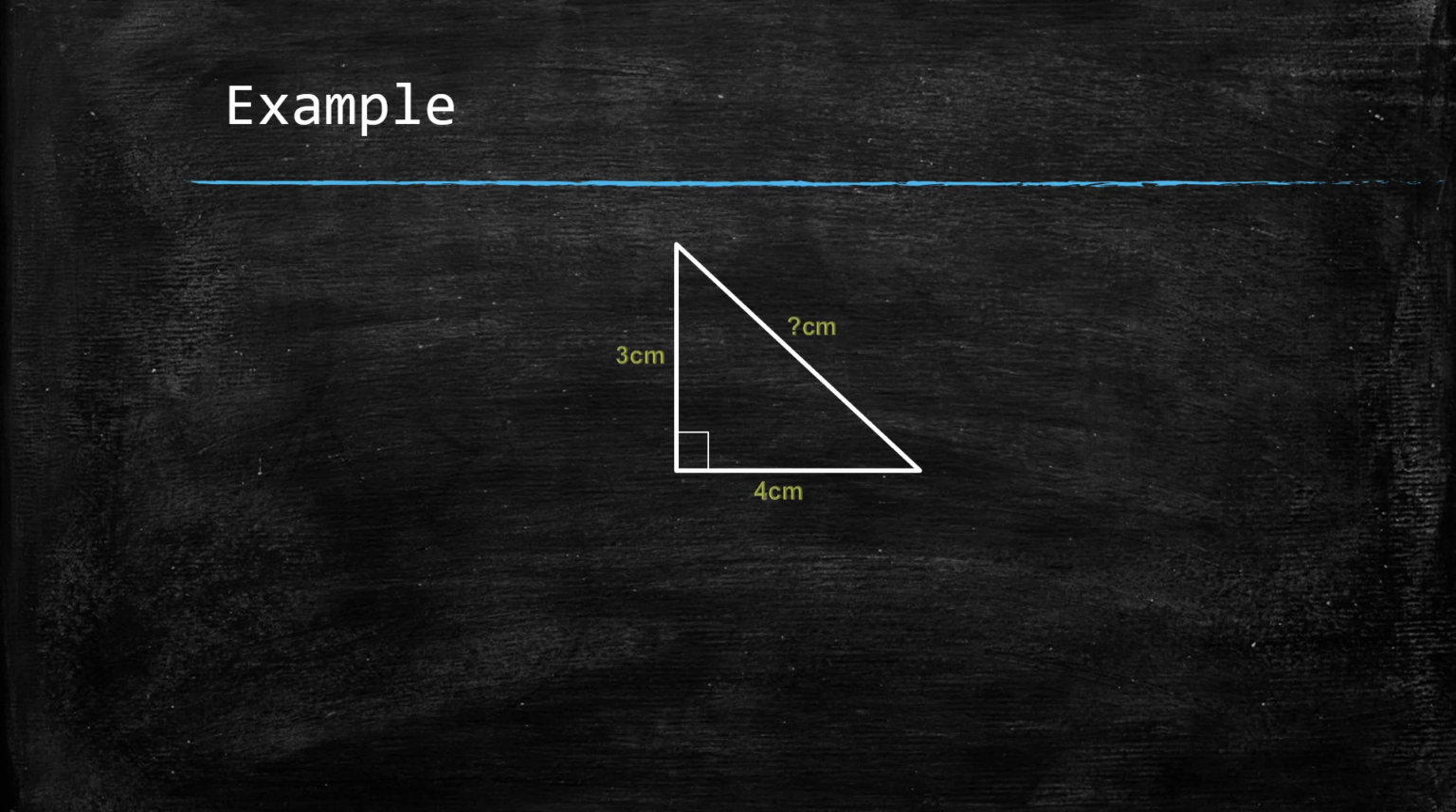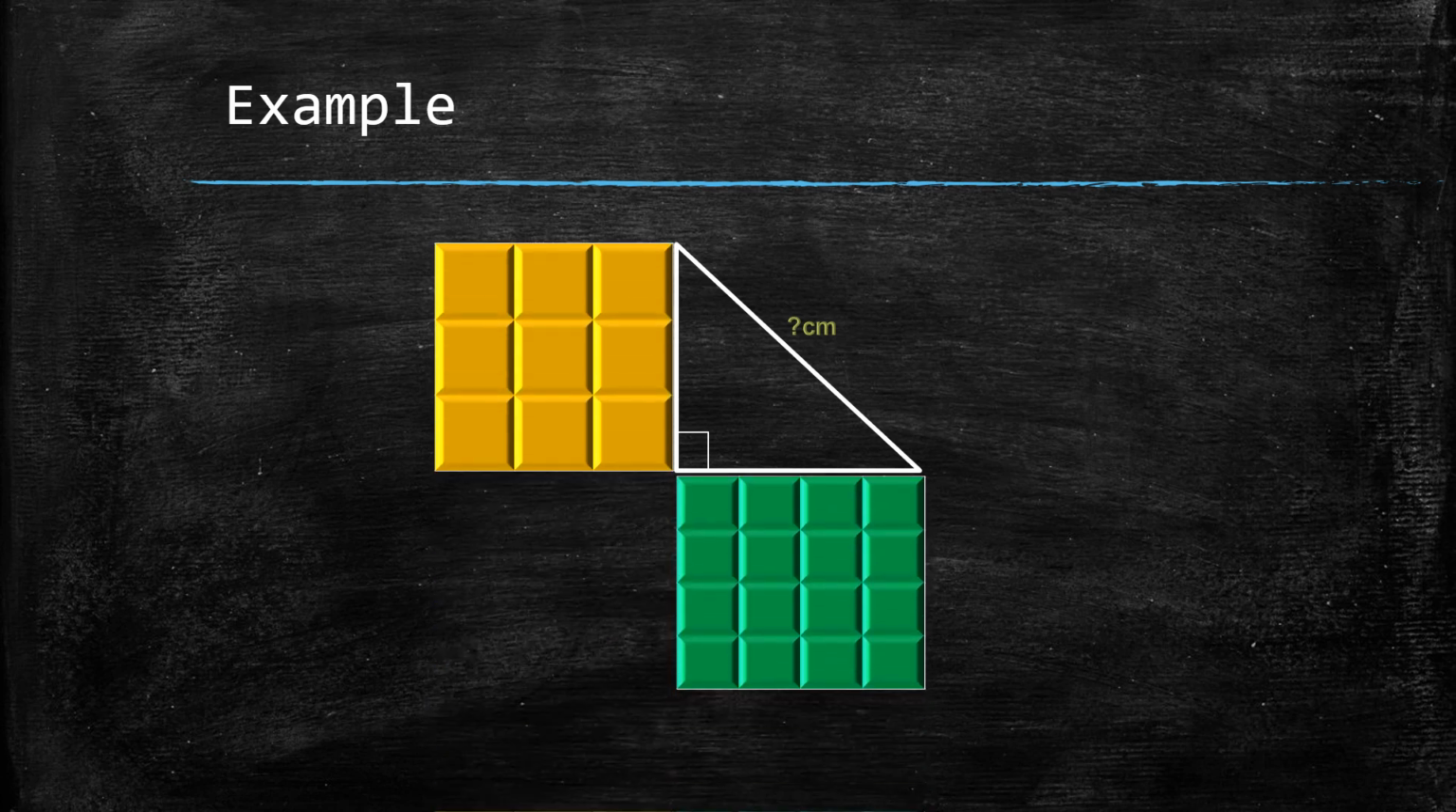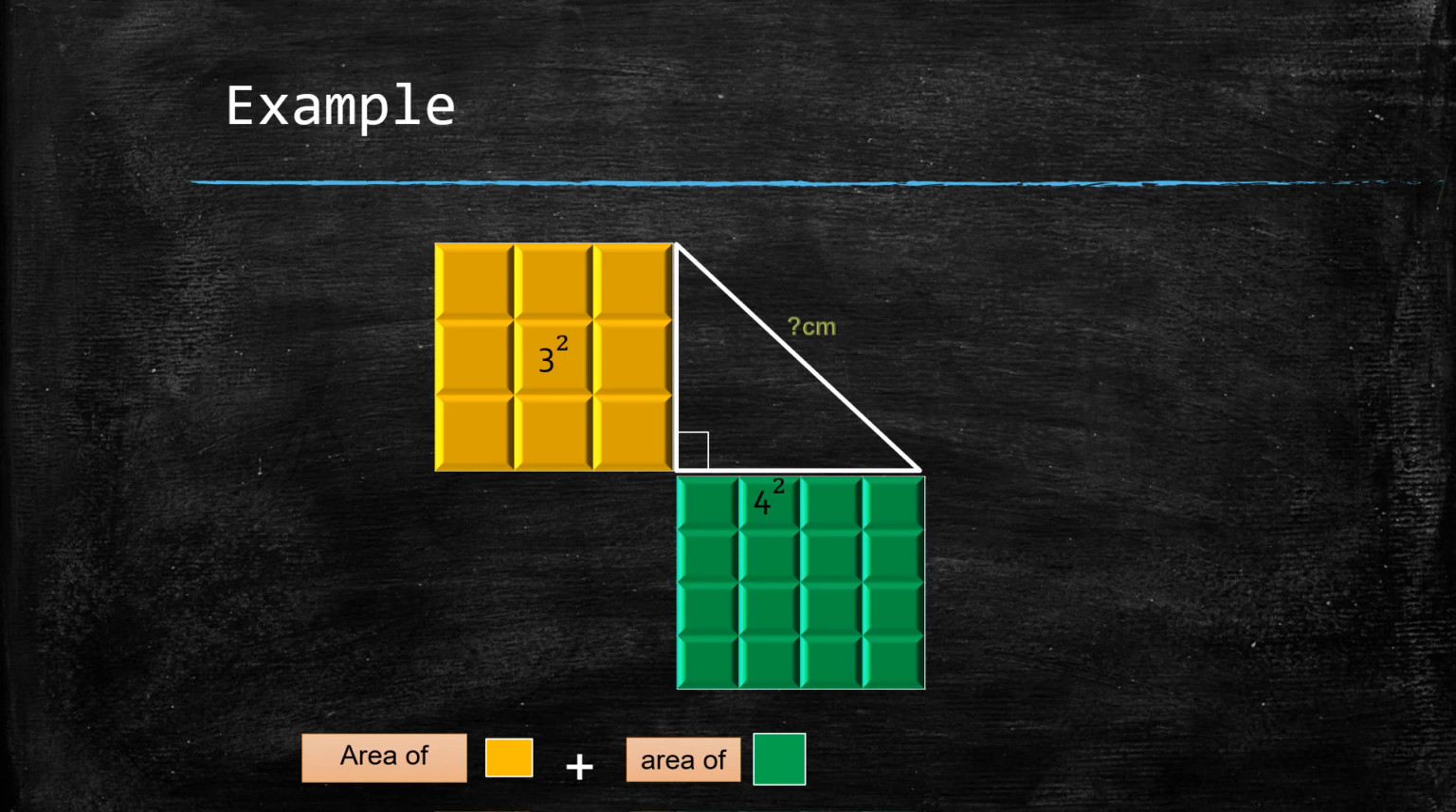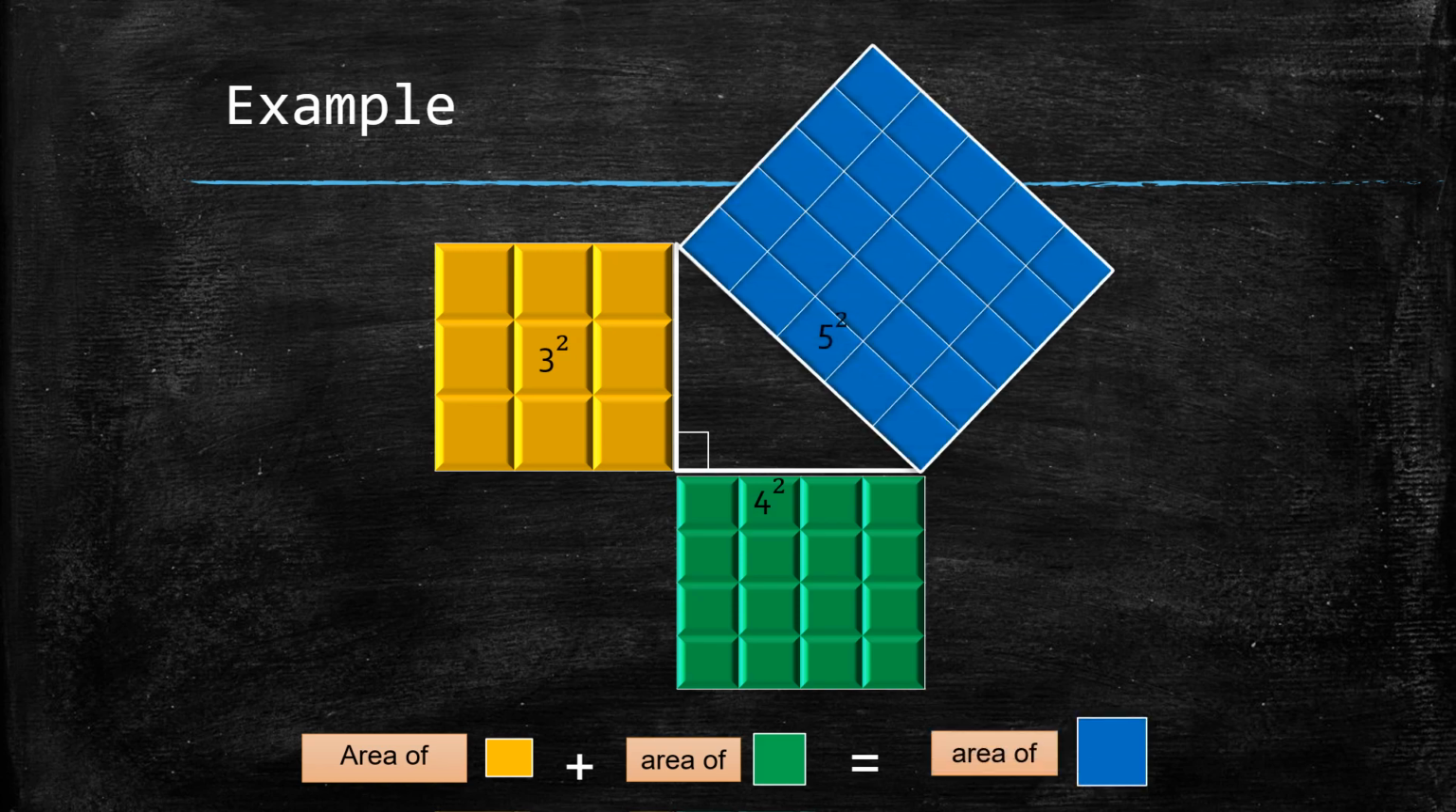Now 3 centimeters will be written as 3 square and 4 centimeters will be written as 4 square. What does that mean? 3 square means 3 times 3, which is 9, and that's why I have shown 9 squares altogether here, and 4 times 4 is 16, so 16 squares altogether. We can also write it in another way: the area of the yellow squares plus the area of the green squares is equal to the area of the third side, which is 5 centimeters, or the area of the blue squares, which is 5 square.